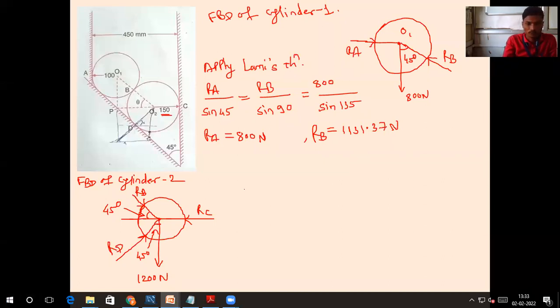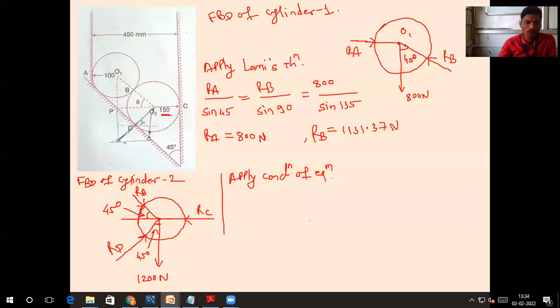So what do we have to apply now? If Lami fails, apply the conditions of equilibrium. Which are the conditions of equilibrium? Summation Fx equal to 0. Summation Fy equal to 0.